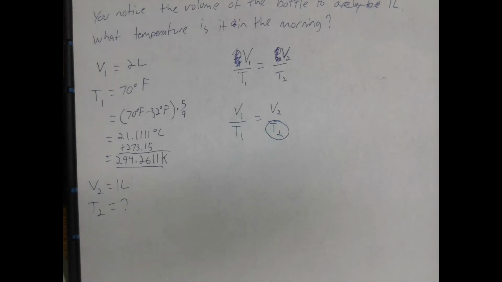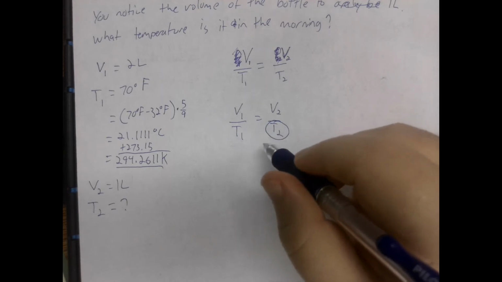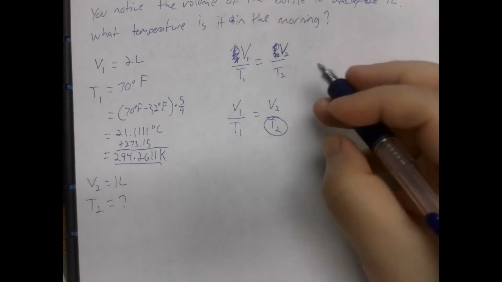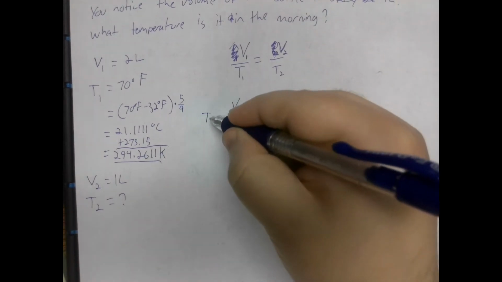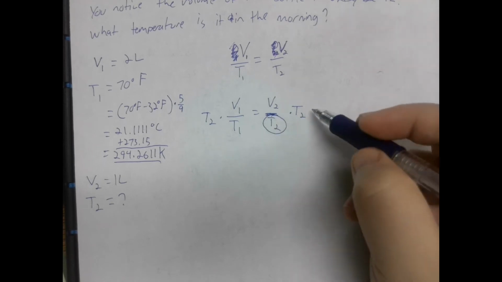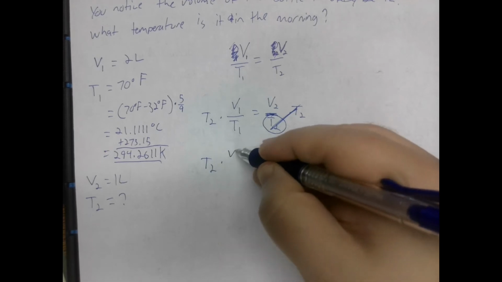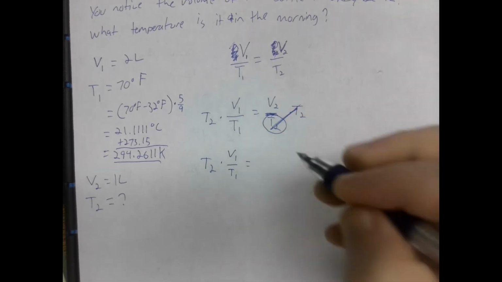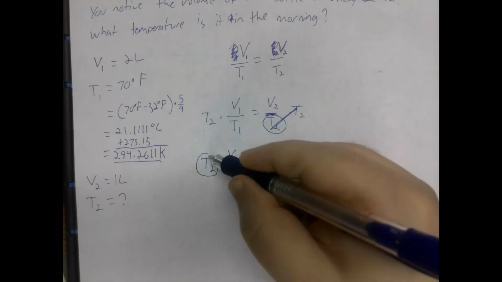What is your first step in algebra to solve for T2? So what would you do in algebra? Yes. So if your x or wherever you're looking for is in the denominator, the first thing you have to do is get it to the numerator. So multiply both sides by T2. T2 divided by, so here we have a divide by. Cancel this out on this side. So we got T2 times V1 over T1 is equal to V2. Again, we're solving for T2.